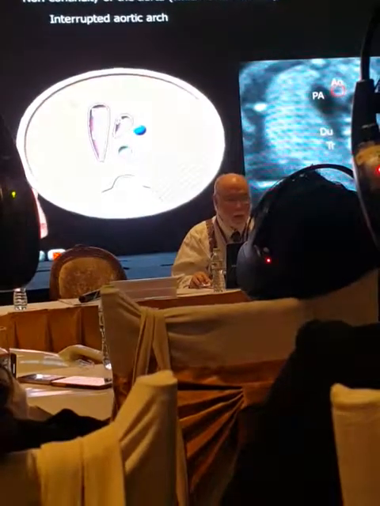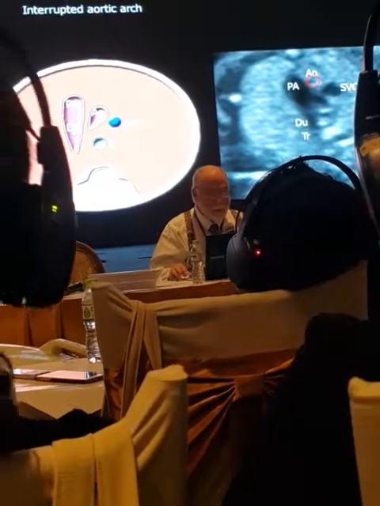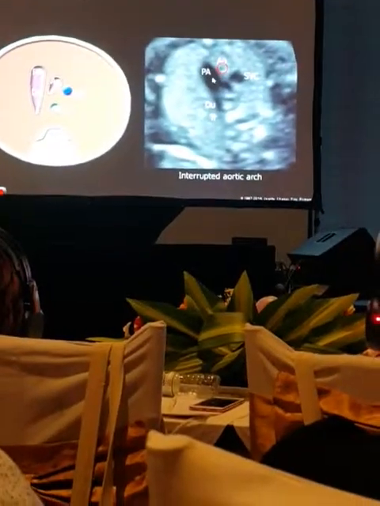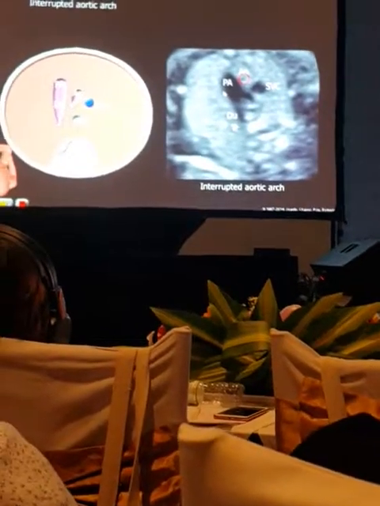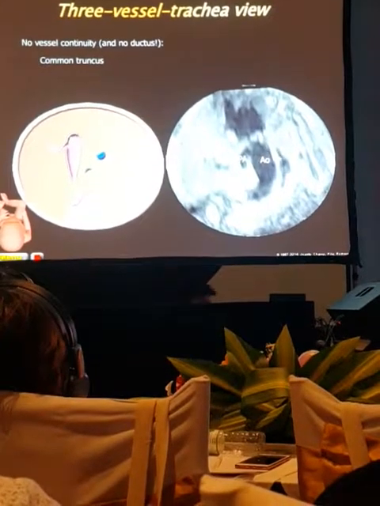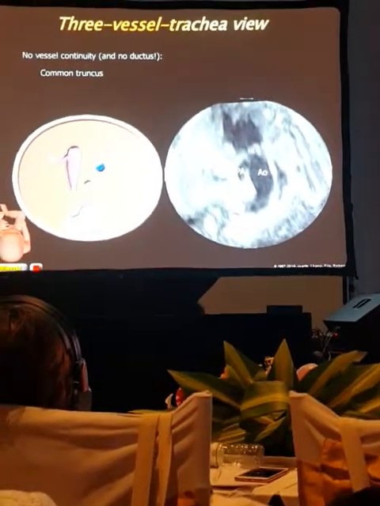tetralogy of Fallot also. Here we have an aorta that is not connecting with the ductus, and it's very small on the three vessel view. This is an interrupted aortic arch. We chose to look for the ABC classification. Now here we have just one single great vessel coming out with a small pulmonary arising from the side.